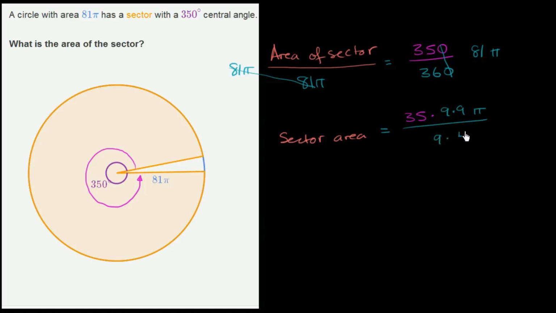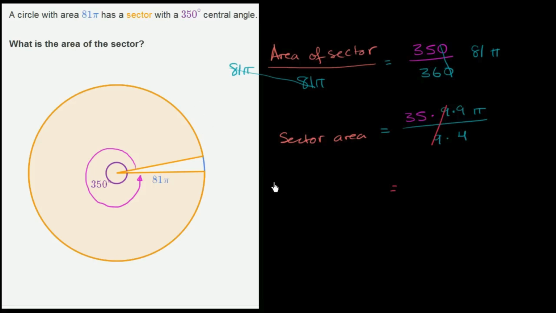Well, that's the same thing as 9 times 4, and so we can divide the numerator and the denominator both by 9, and so we are left with 35 times 9 pi over 4. And neither of these are divisible by 4, so that's about as simplified as we can get it.